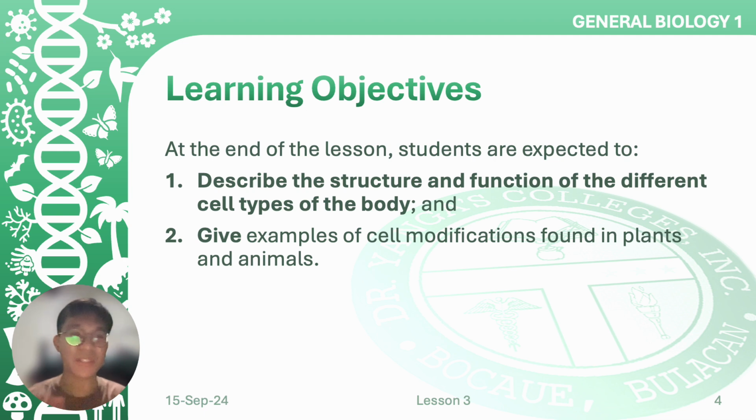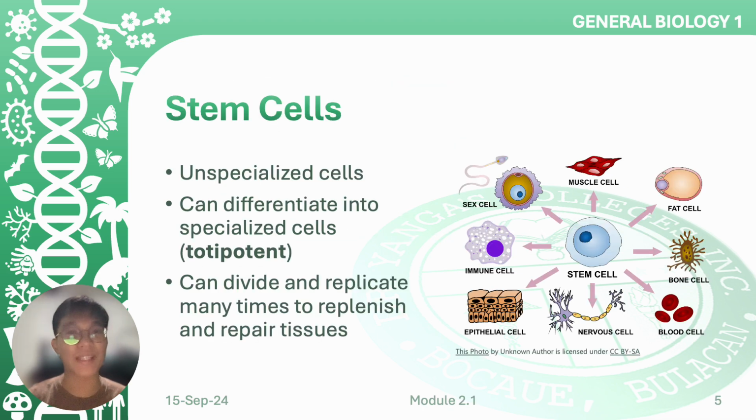All of these are actually cells that are found in your body. So, let's now try to describe the structure and function of these different cell types in our body. And we begin first with the stem cells. Stem cells are unspecialized cells. This means they are very basic in terms of their form and function. At the same time, they have the capability to differentiate into specialized cells. That means they are totipotent.